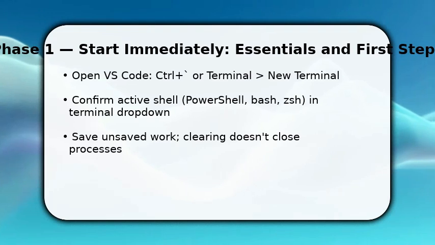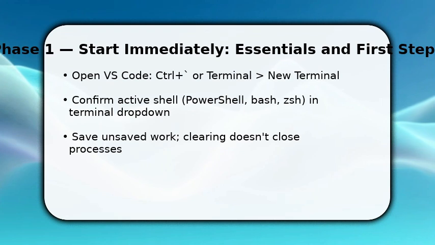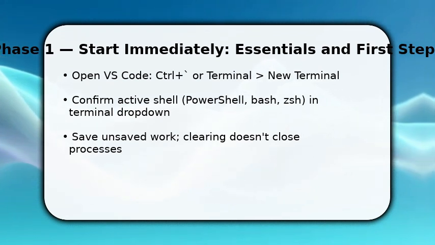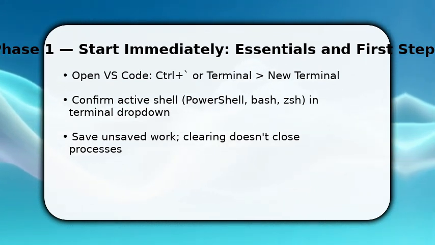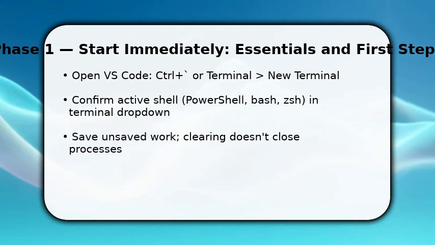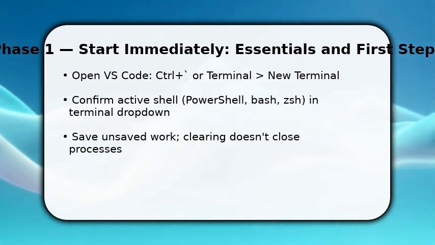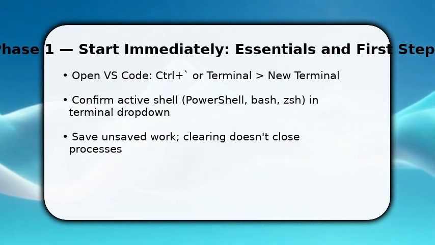Enjoy the video. You're starting in VS Code with the integrated terminal open. Press Ctrl+` if it's hidden. Once open, check the shell type in the terminal's drop-down so you know which clear command to use. Make sure you've saved important files, because clearing the view won't stop running processes. Instead, it just cleans the buffer.